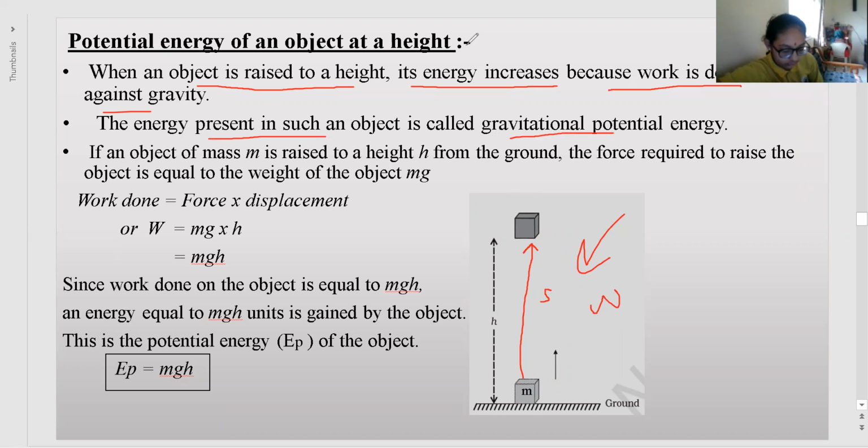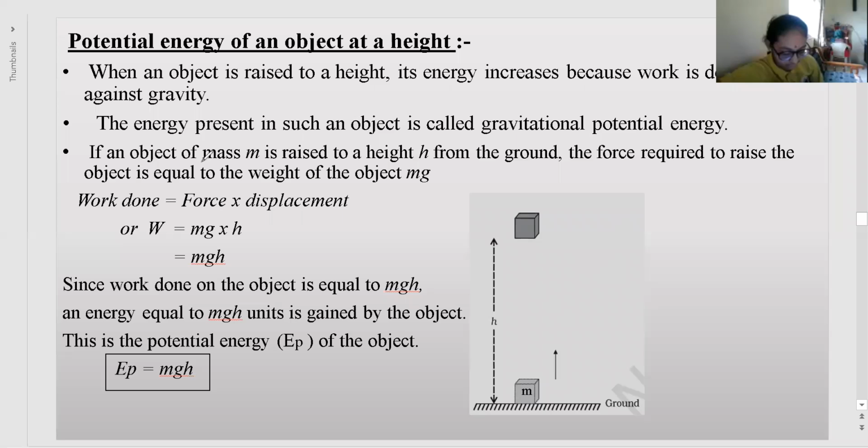Now to derive the formula, we have to consider an object of mass m. So let this be the object of mass m raised to height h from the ground. The force required to raise the object is equal to the weight of the object. Meaning, if you want to raise an object, at least how much force do you need to apply? As much as its weight; with less than that, the object will not rise. Correct? So the force that we are applying on it is mg. Even in the previous numerical we had discussed this.